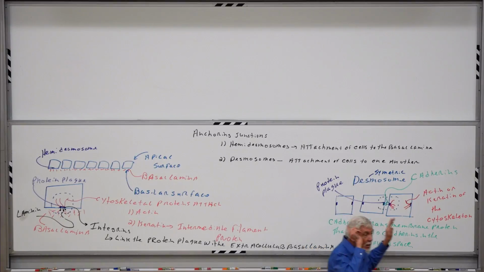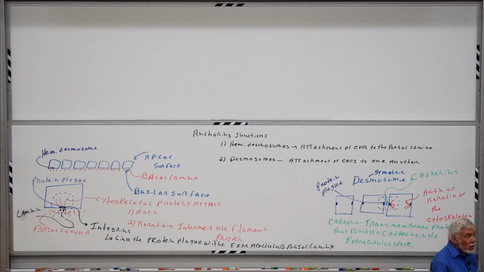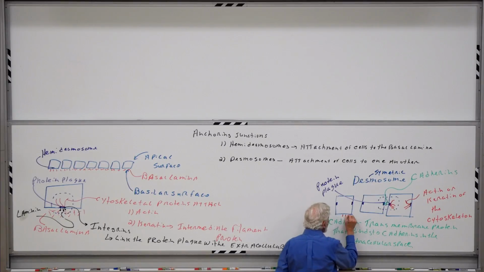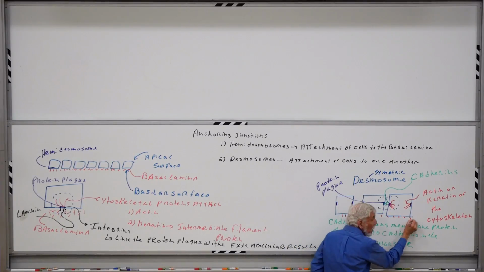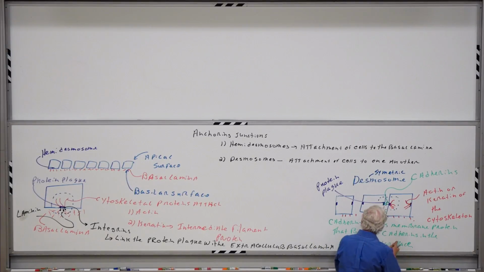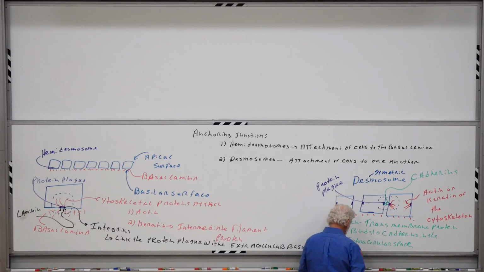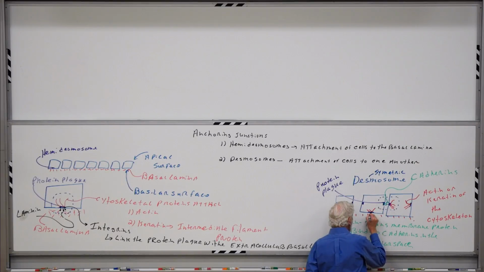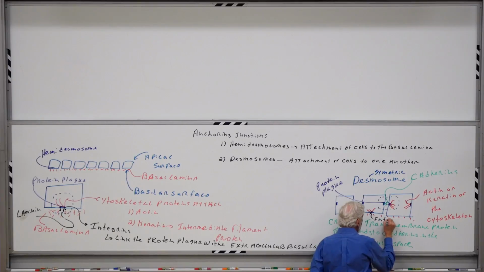So would there still be a basal lamina and the other ones linking to the lamina? So there's also a basal lamina down here. And there's also going to be a hemidesmosome. But now, instead of using cadherins, we're using integrins.